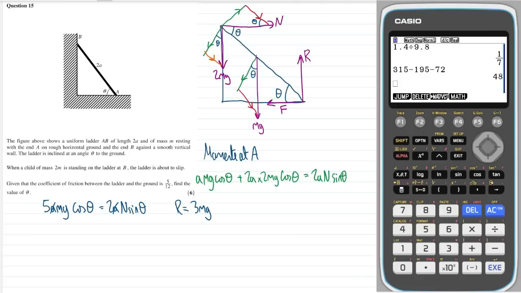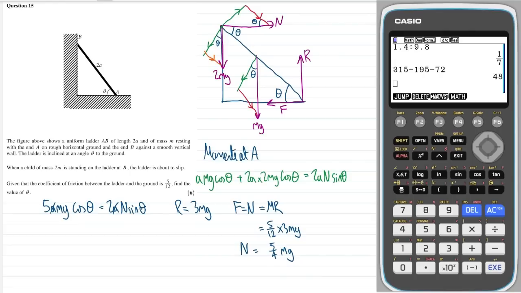And let's look at horizontal. I've got F going one way and n going the other way, so therefore F must equal n. And let's remember, of course, that F is the frictional force, which is mu R. Mu is 5/12, and R is 3mg. So we get that n is equal to 5/4 mg.